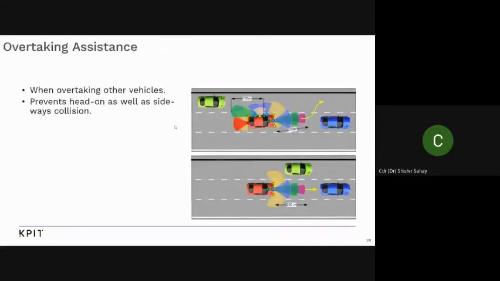And overtake assistance. In fact, I was fortunate in my earlier company and in this company to actually work on an overtake assist algorithm, which has a lot of value in our country, wherein we have state highways. We have state highways and we do not have central dividers or anything, right?